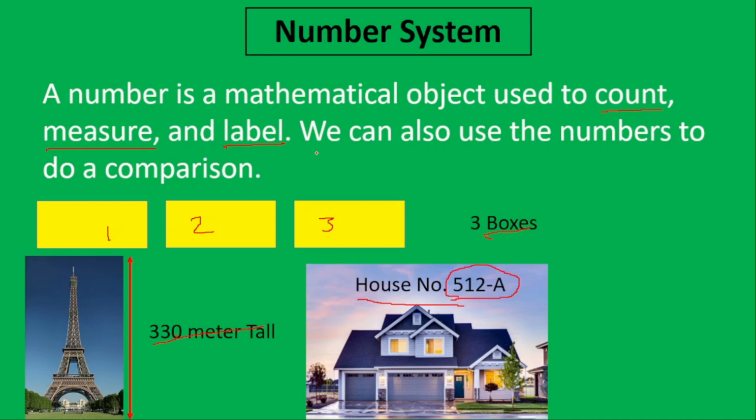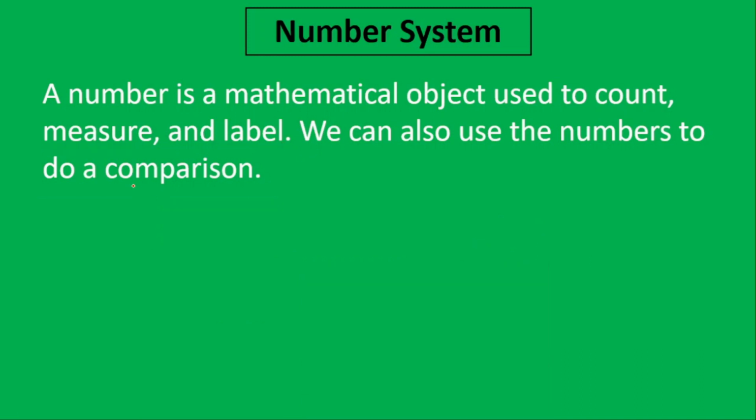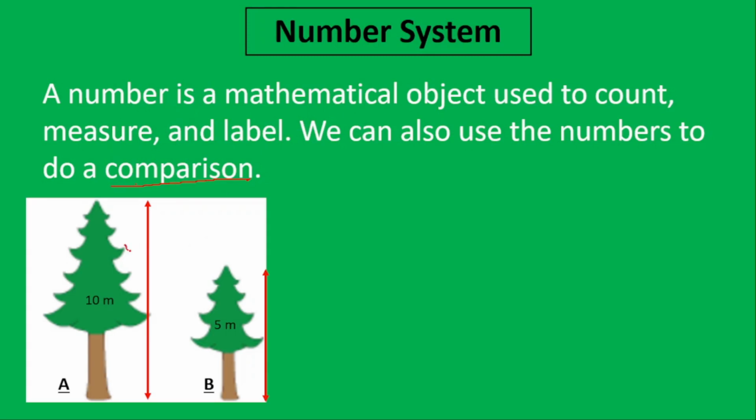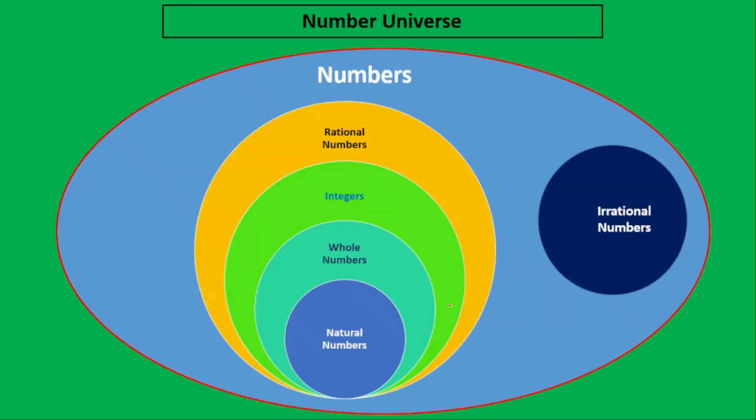Now comparison. So 2 trees are there. A is 10 meter tall, B is 5 meter tall. Which one is taller? By looking at the number we can say that A is taller than B. So we have used the number to make a comparison.